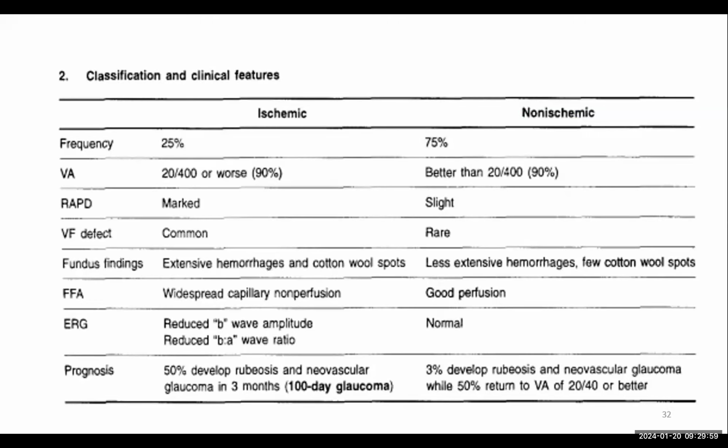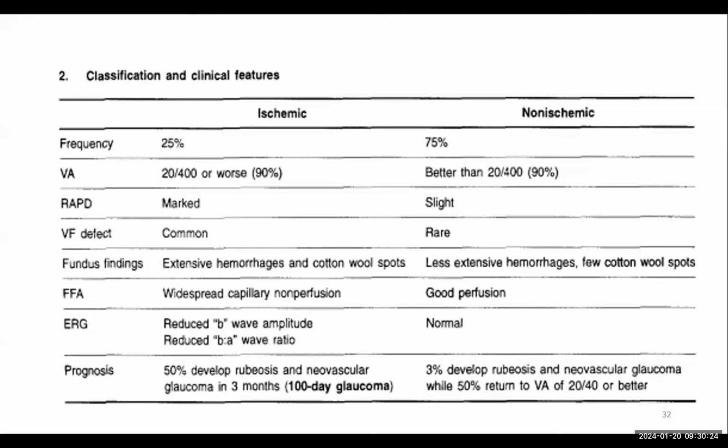There's marked RAPD in the ischemic type, whereas in the non-ischemic there may be slight or even absent RAPD, or normal pupillary reaction. There's usually a common visual field defect in the ischemic type, while the visual field defect is usually rare in the non-ischemic type.